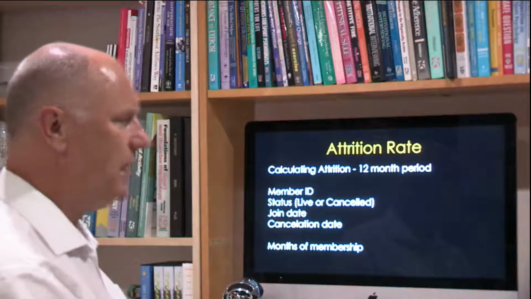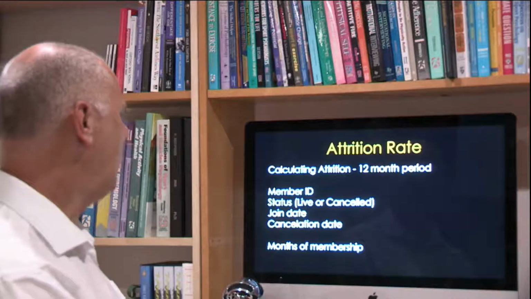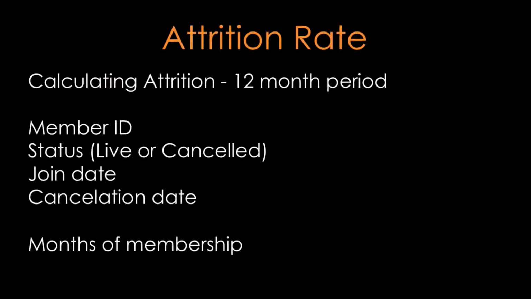However, in order to calculate attrition rate, we need the following variables. First of all, we need to recognise that we're going to measure the attrition over a 12-month period. I want the member ID. Once again, I want status, live or cancelled. I want their join date and I want their cancellation date, and I'm going to use the join date and the cancellation date to calculate months of membership.